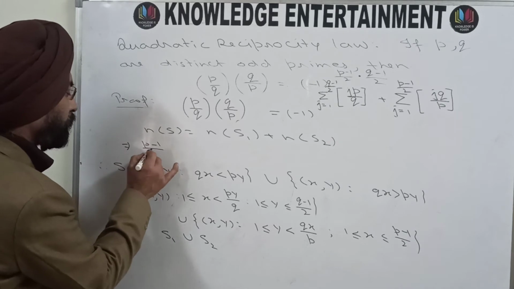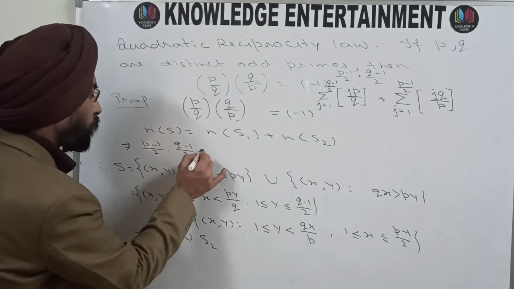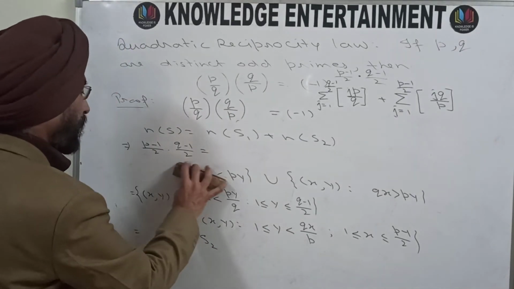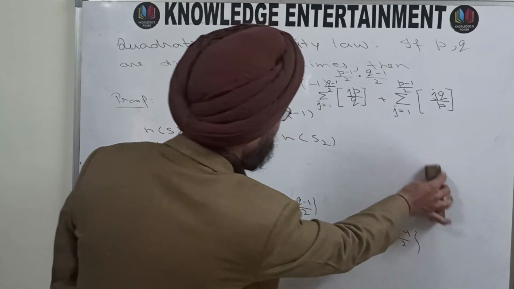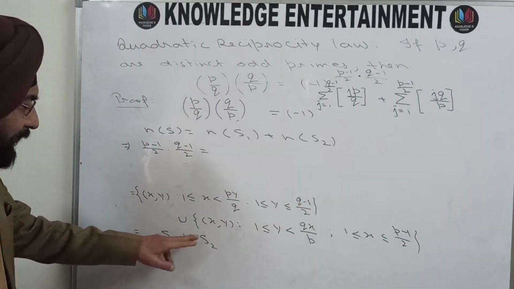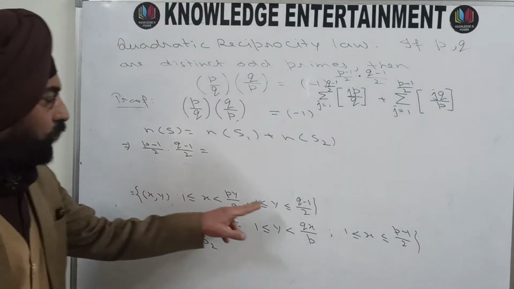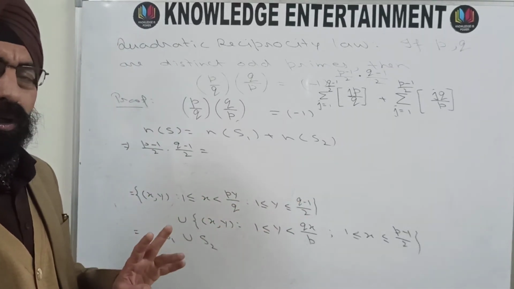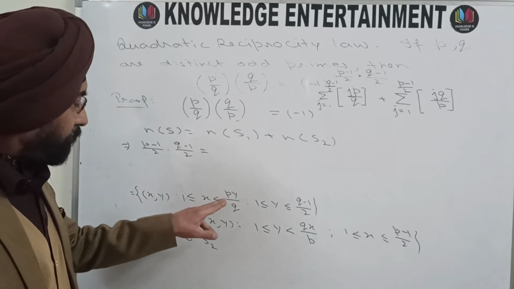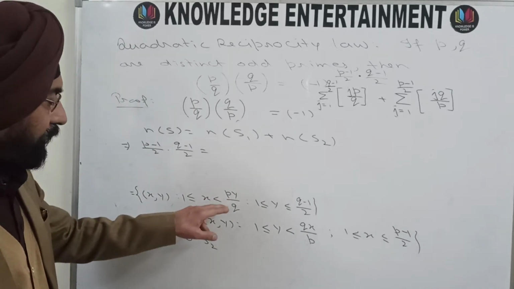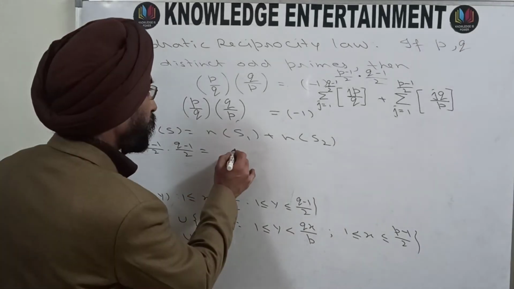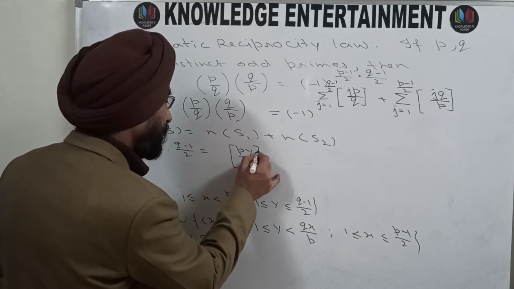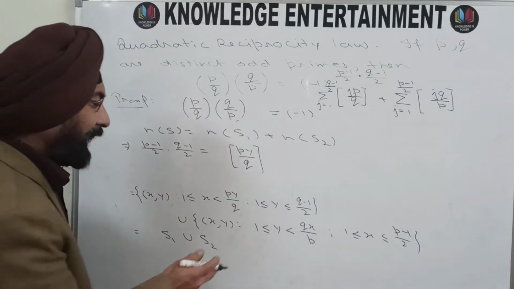I am substituting this value here. (p-1)/2 into (q-1)/2 is equal to... Also, I am erasing this line further on because I need more space to write. For the set S1, this is your set S1, x is less than py by q. So that means the number of elements is the greatest integer part, the integral part, of py by q, and the summation is over y.